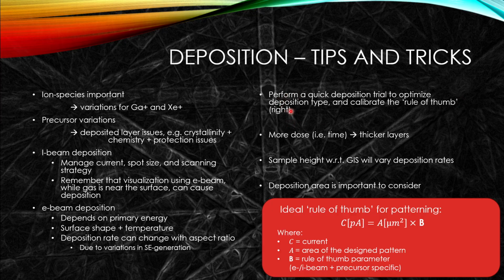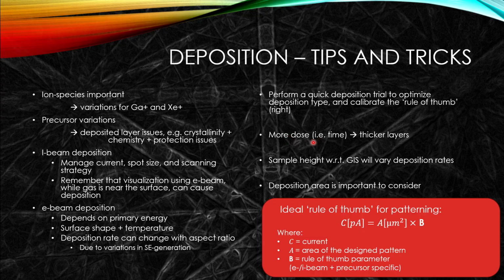Traditionally, what we would do is a quick deposition trial, and we might try this in the first instance on a piece of silicon because then we have a known substrate, and we might calibrate the rule of thumb. And the rule of thumb effectively is related to the deposition area and the current that you want to use. So broadly speaking, as you increase the area, you'll want to increase the current that you're going to use.